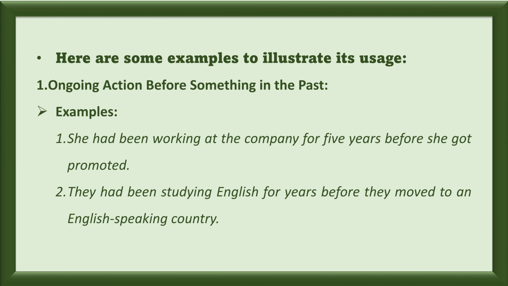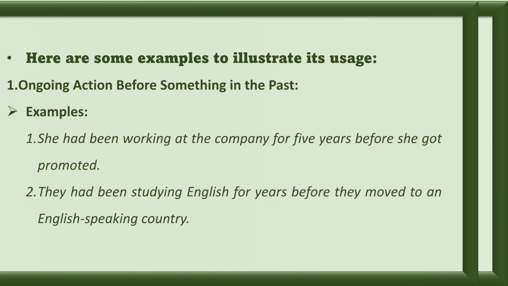Here are some examples to illustrate its usage. 1. Ongoing action before something in the past. Example. She had been working at the company for 5 years before she got promoted. They had been studying English for years before they moved to an English-speaking country.